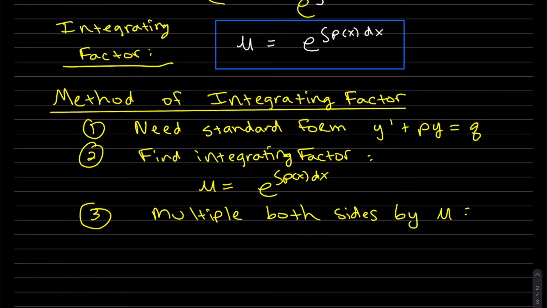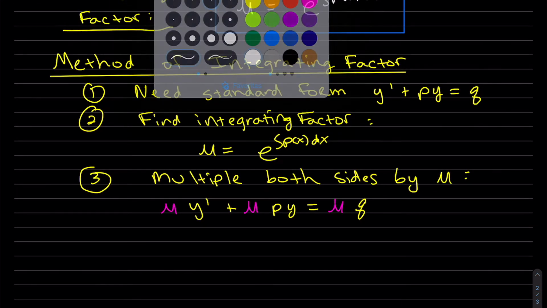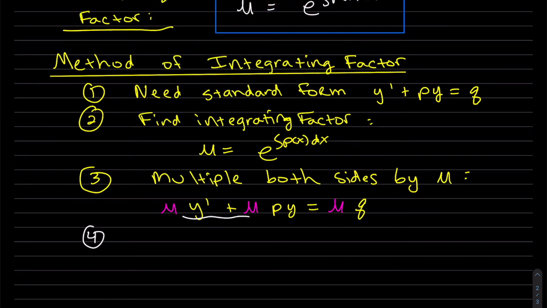So remember, our formula is y prime plus p y equals q. We multiply through by mu. Every term gets distributed. Fourth step, we need to recognize this is the product rule. So we rewrite as the derivative. It's backwards product rule.